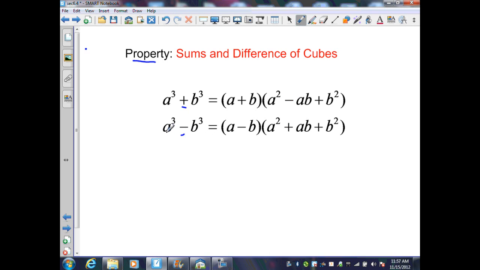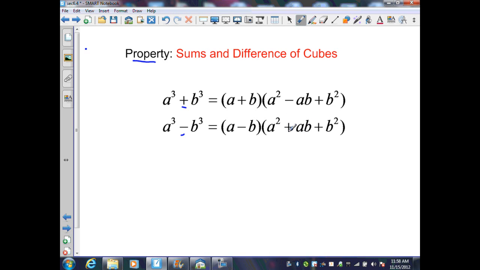Very similar to that is our difference of cubes. And here I'm going to take the cube root of my first term. That'll be A. The cube root of my second term, which will be B. And then that will be a minus sign. And then my trinomial set up from that binomial will be A squared, A times B for the middle term, and then B squared for the last term, with these both being sums.